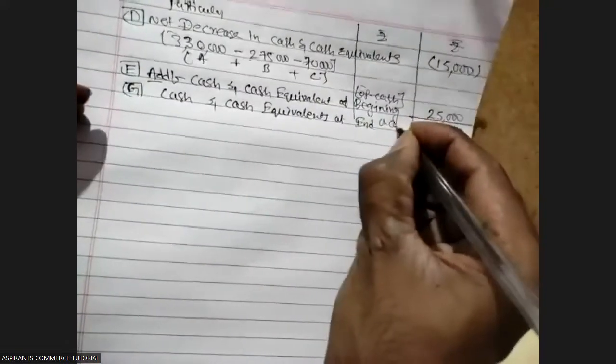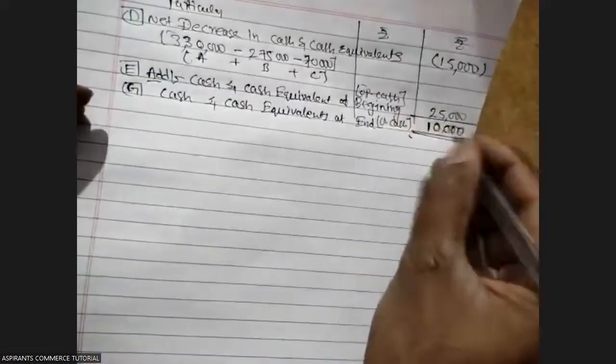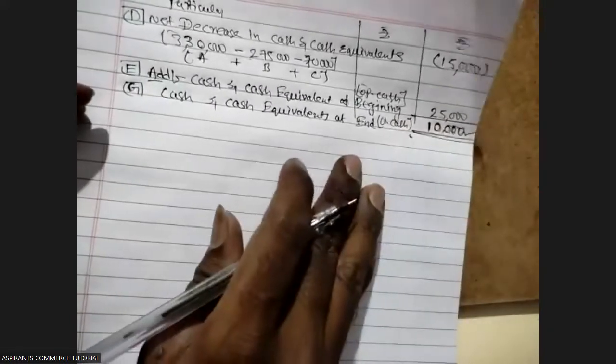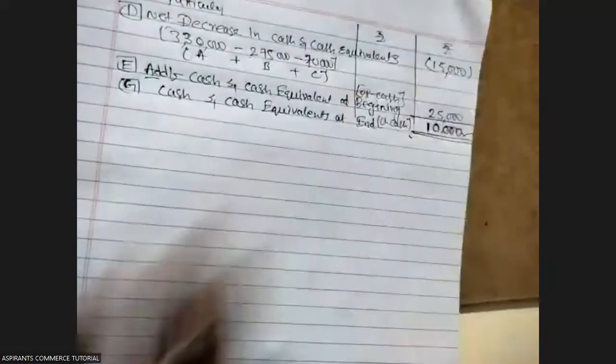Okay, closing cash. If you get the closing cash which is given in the question, whatever you did is correct.